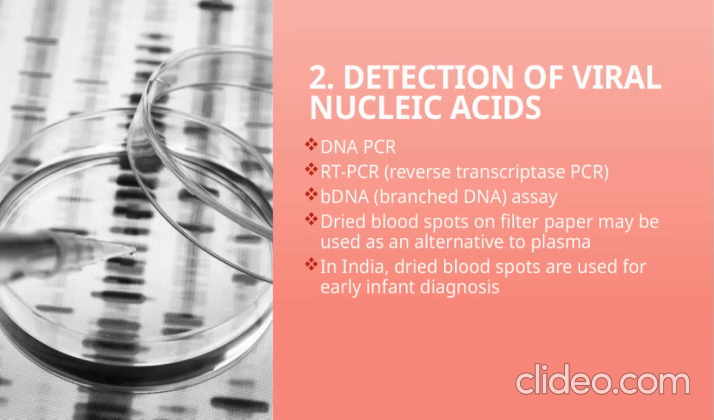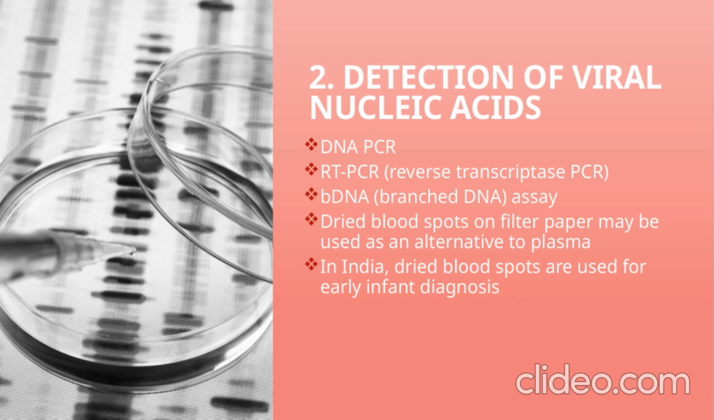Let's talk about some of the key methods we use for detecting viral nucleic acids. First, there's DNA PCR, which is a highly sensitive technique to amplify and detect specific DNA sequences from viruses. Then, we have RT-PCR, or reverse transcriptase PCR, which is essential for detecting RNA viruses by first converting their RNA into DNA before amplification. Another important method is the branched DNA, or bDNA assay, which is a different approach that amplifies signals rather than the target itself, making it useful for quantifying viral load.